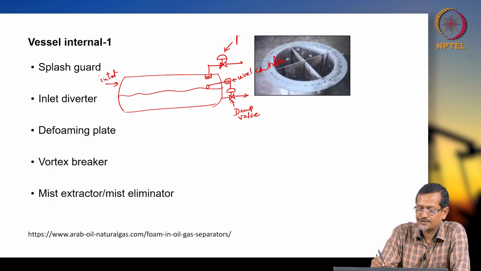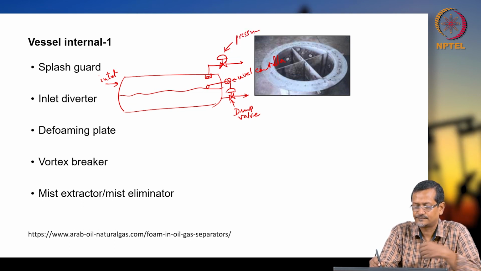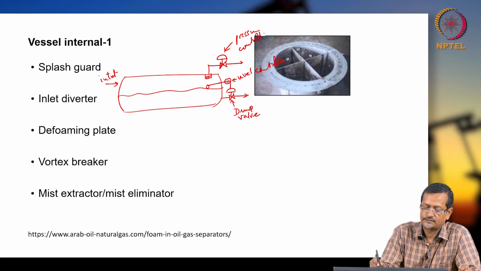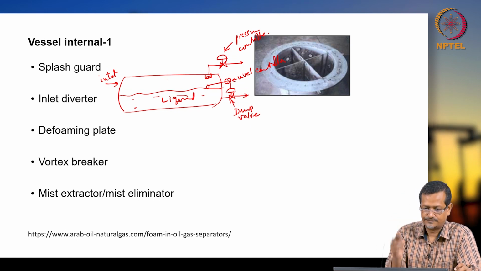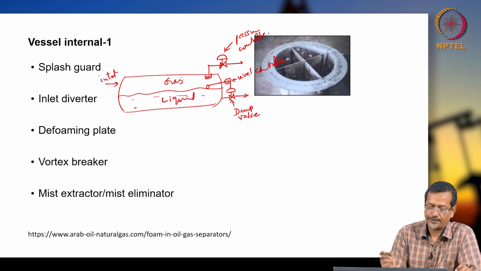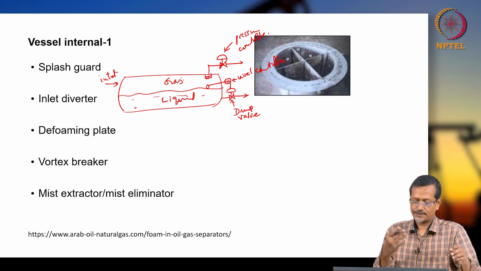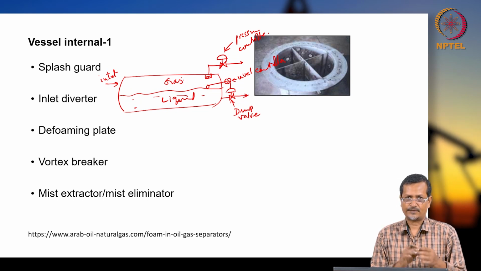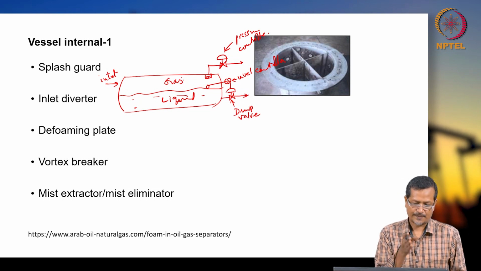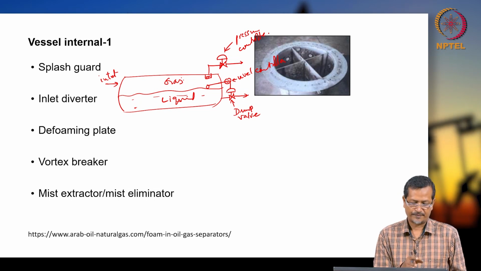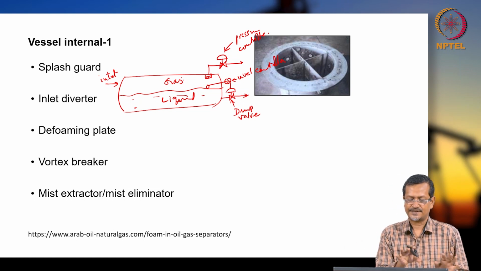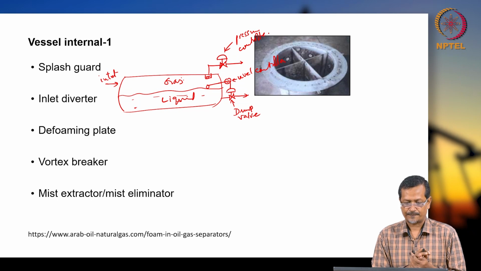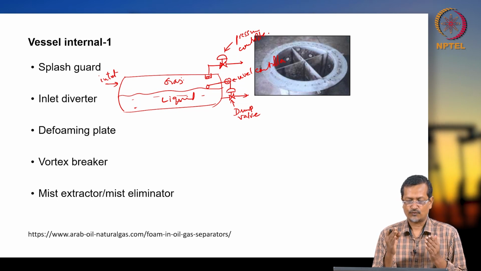This is the pressure controller. This is liquid, meaning water and oil mixture, and this is gas. But this is not the actual case. The actual case will have many other items like splash guard, inlet diverter, defoaming plate, vortex breaker, mist extractor, mist salinimeter, there will be some more items. So, this is the basic equipment I will discuss here. So, let us go one by one.